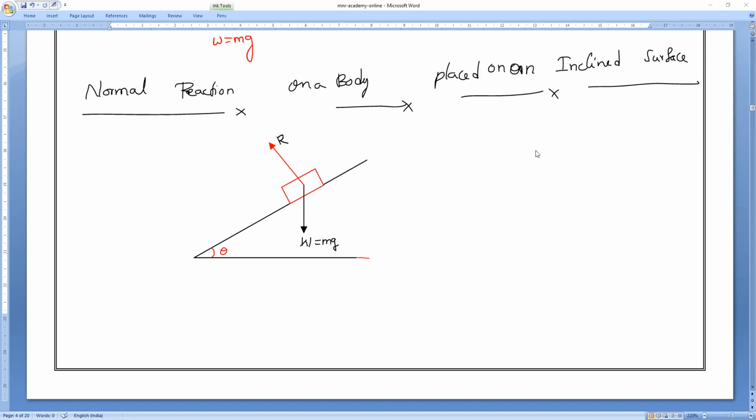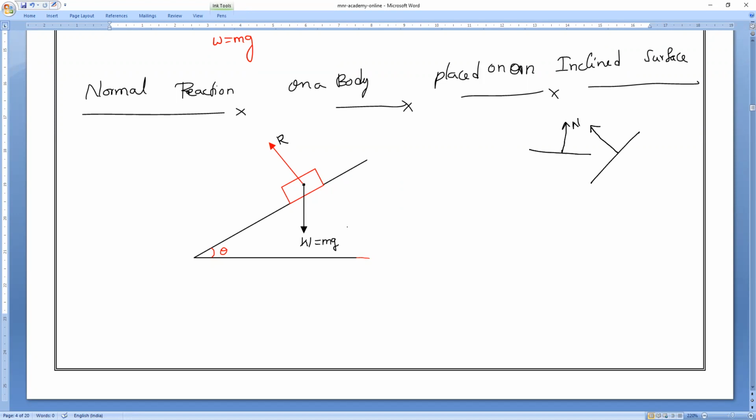If it is the plane, remember, the normal reaction will be like this. As it is an inclined surface, it will still act perpendicularly only, like this. Is that clear, everybody? All of you understanding? Yes, sir. That is what you should remember.